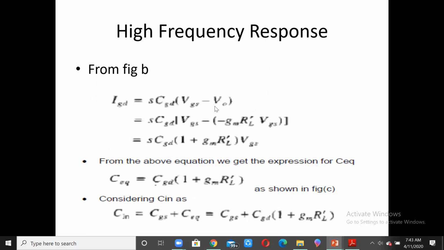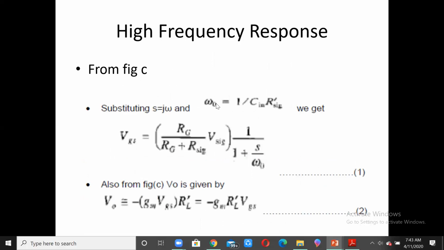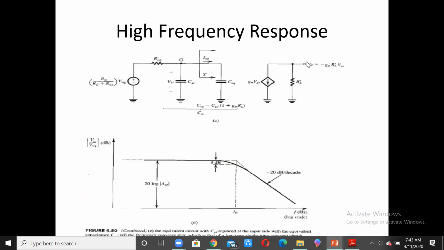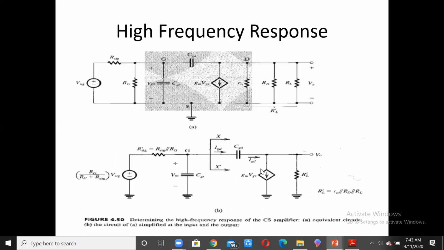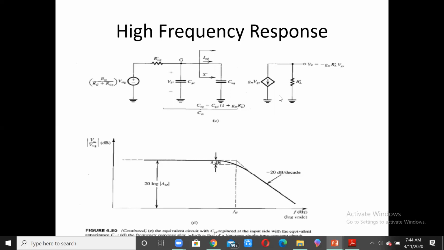Now, we can replace this V0 by means of the value over here. So we have just replaced it in this figure. You can see here, this capacitor is transformed onto the input side, and also, really speaking, it is transformed onto the output side, but the output side capacitance is so small that it is generally neglected, and we are not considering it here, but only considering this side.